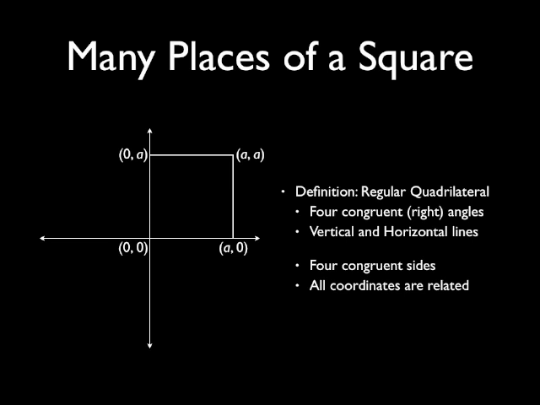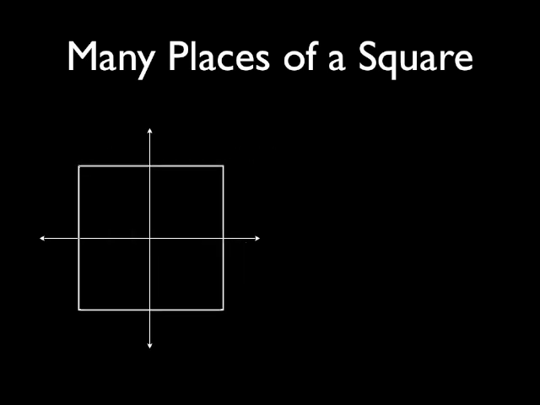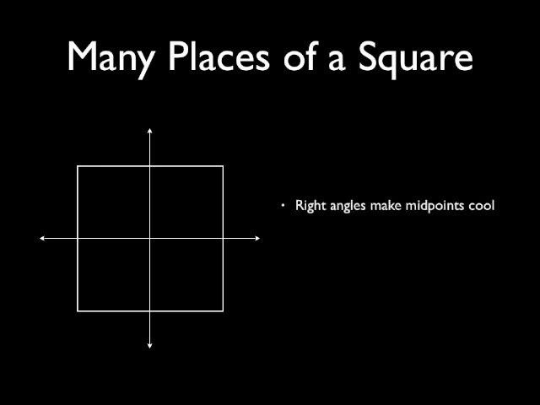But wait, that's not all. This is wonderful if we're talking about the sides of a square. But what if we're talking about midpoints? This is all fine and wonderful, but there's a way to set midpoints up on squares that doesn't require us to use the number 2. And that is to center the square around the origin. The right angles make these midpoints very cool.